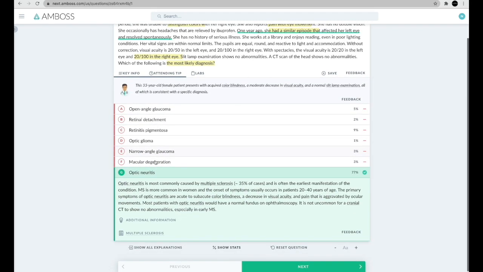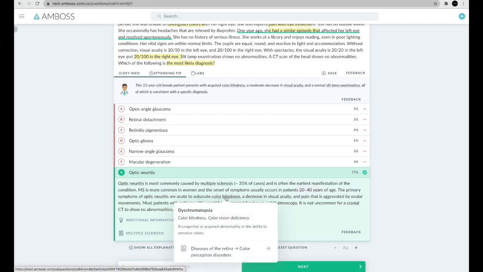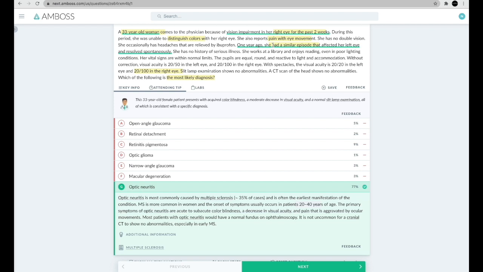So yeah, it's the correct answer. Caused by multiple sclerosis, and it's one of the earliest manifestations. As you can see, more common in women, age 20 to 40. And color blindness is almost a giveaway. Note, guys, what is highlighted here? What is highlighted here is the demographic. This helped us narrow it down a little bit to multiple sclerosis.